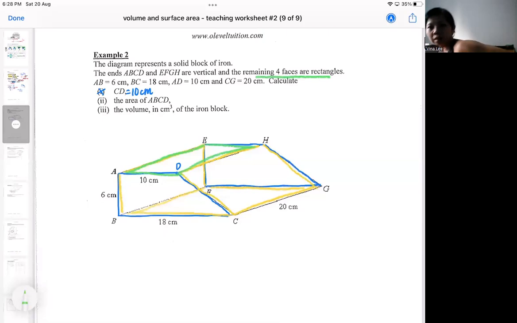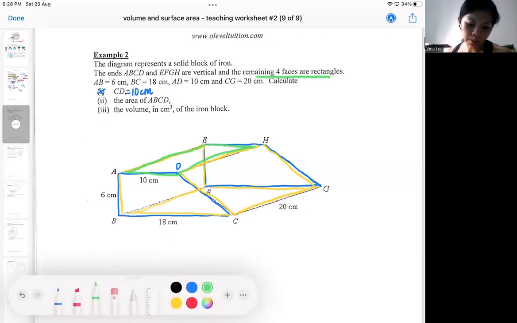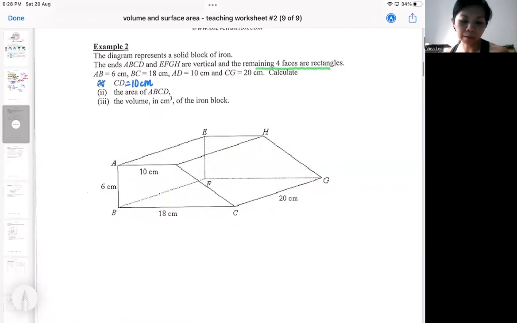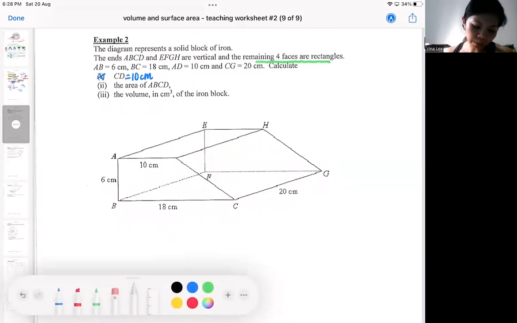So if you're going to get the surface area, you actually need the two vertical piece and the four rectangle as stated there. Okay, so anyway, make sure you cross out CD. So we'll just take CD as 10 centimeter. So it's actually calculated by something called Pythagoras theorem. Okay, so let's get on with the second part.